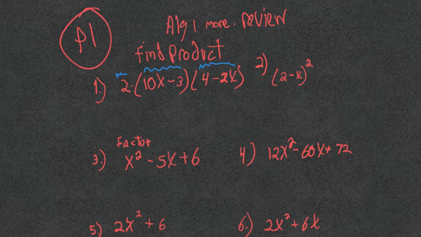So we have choices here. You can multiply them in any order that you want, but I'm going to choose to multiply the two parentheses together first, and then I will multiply the 2 by whatever answer I get from multiplying the two parentheses together. So 10x times 4 is 40x. 10x times a negative 2x is negative 20x squared.